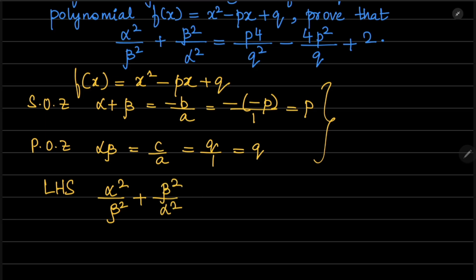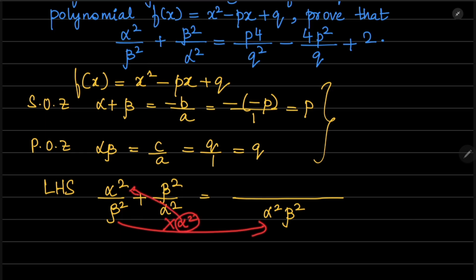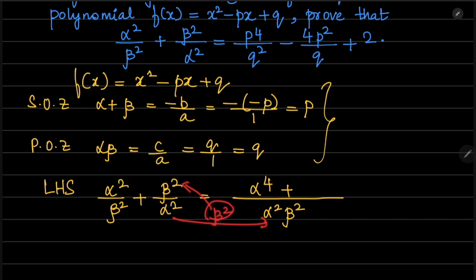So when you take the LCM, what will you have? Alpha square beta square is the LCM. So in the numerator, beta square multiplied by what will give you alpha square beta square? It will be alpha square. This alpha square, multiply it with the numerator. So you will be getting alpha to the power 4 plus, same way, alpha square multiplied by what will give you alpha square beta square? It will be beta square. This term you have to multiply it with the numerator. So it is beta to the power 4.